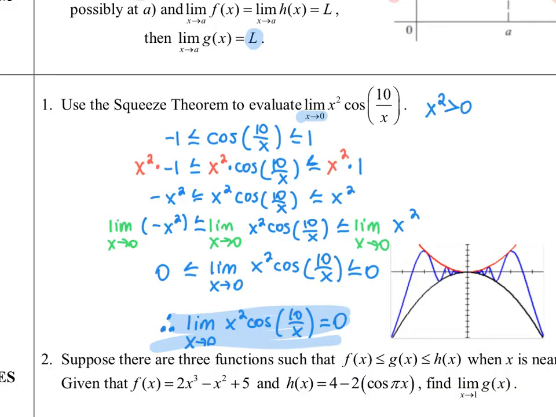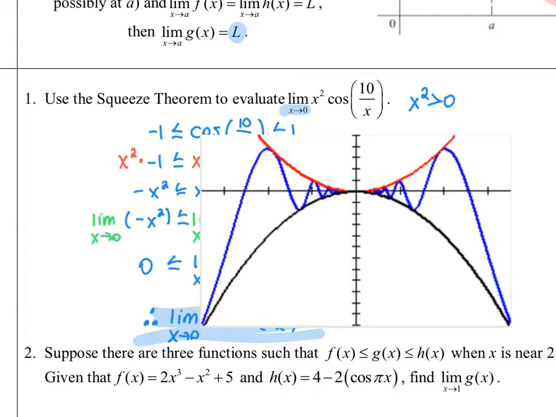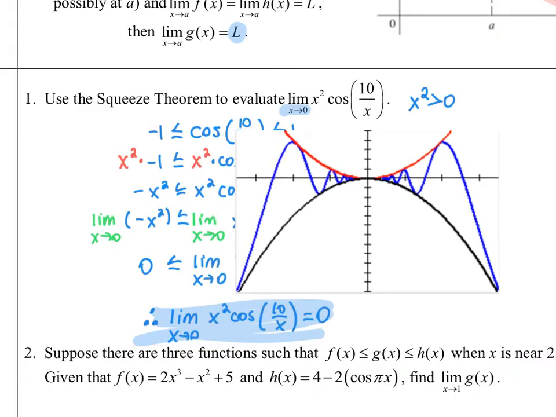I went ahead and brought a graph in so you could visually see what's going on. So here is a graph. The red one right here is y equals x squared. This is negative x squared. And the blue one here is the graph of my x squared cosine of 10 over x. You can see that the blue graph stays within the bounds of the red and the black one. Since the limiting value of the two quadratics is 0, and my cosine graph is squeezed in between those two, it also has that limiting value of 0.